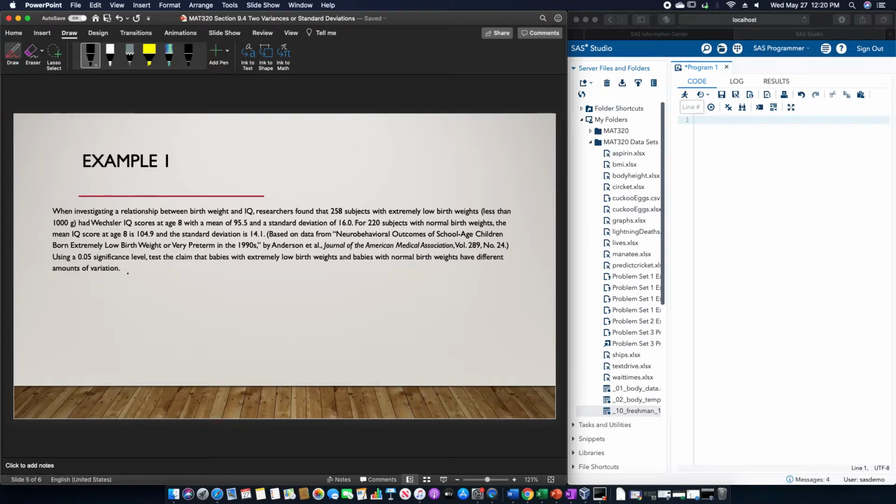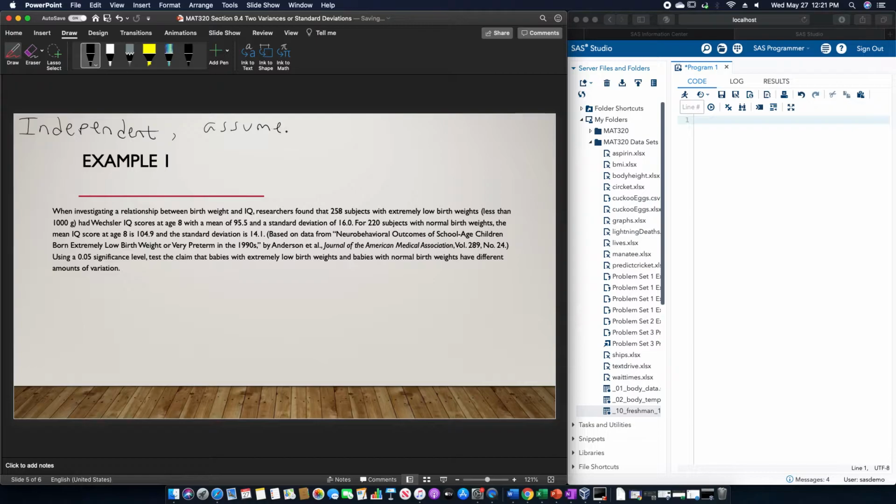Using a 5% level of significance, test the claim that babies with extremely low birth weights and babies with normal birth weights have different amounts of variation. We can see based upon this that these samples would be independent of each other. Why is that? Because one birth weight should have absolutely no impact on the other. So they're independent.